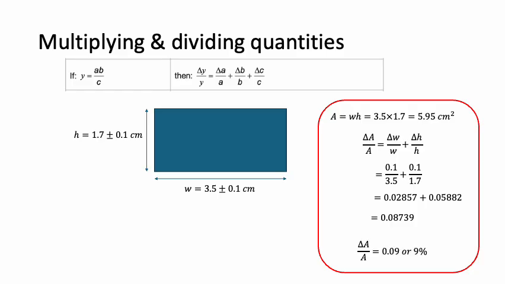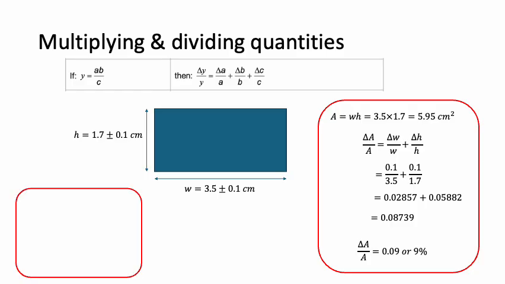So I would write that as delta A over A is 0.09, or I could write that if I wanted to as 9%. So what I'm saying from that is my value for the area could be up to 9% of the area either side of the value I've written down. Okay, but what is that in centimeters squared? Well, that's very easy. You just simply find 9% of the value that you found, 9% of 5.95 centimeters squared.